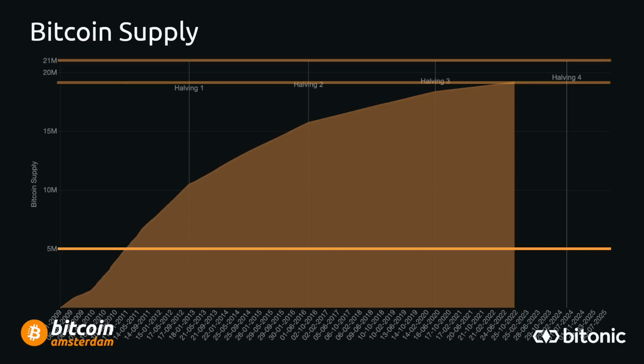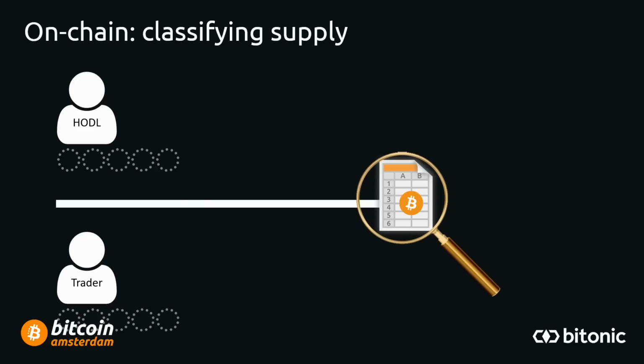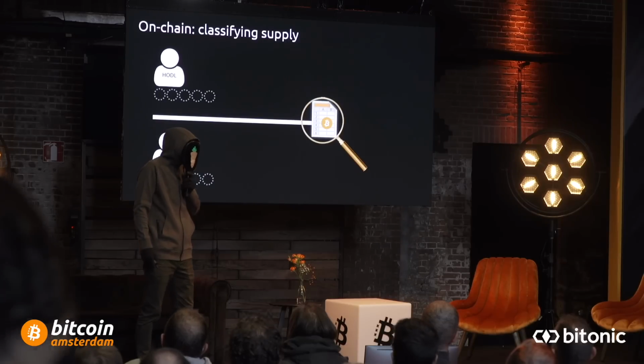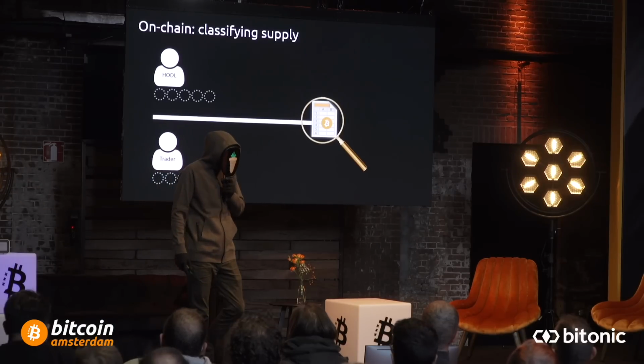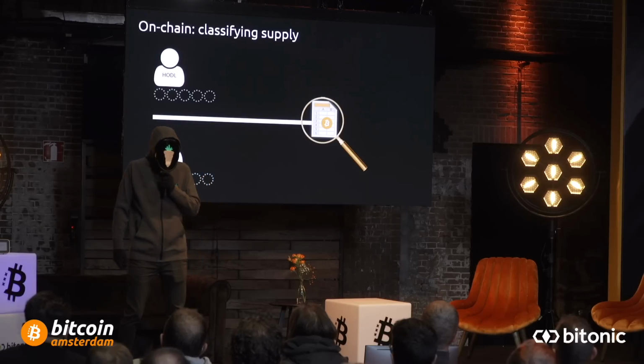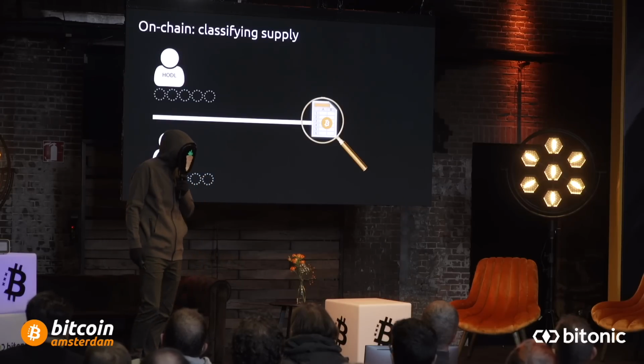We can look at the age of coins. Because we can analyze the ledger, we can see all the transactions. And so we can look at the age of transactions. So, for example, young coins versus old coins. Or we can look at spending behavior. And in this particular case, I want to look at spending behavior. And so I'm going to give an example because it's easiest to learn by example.